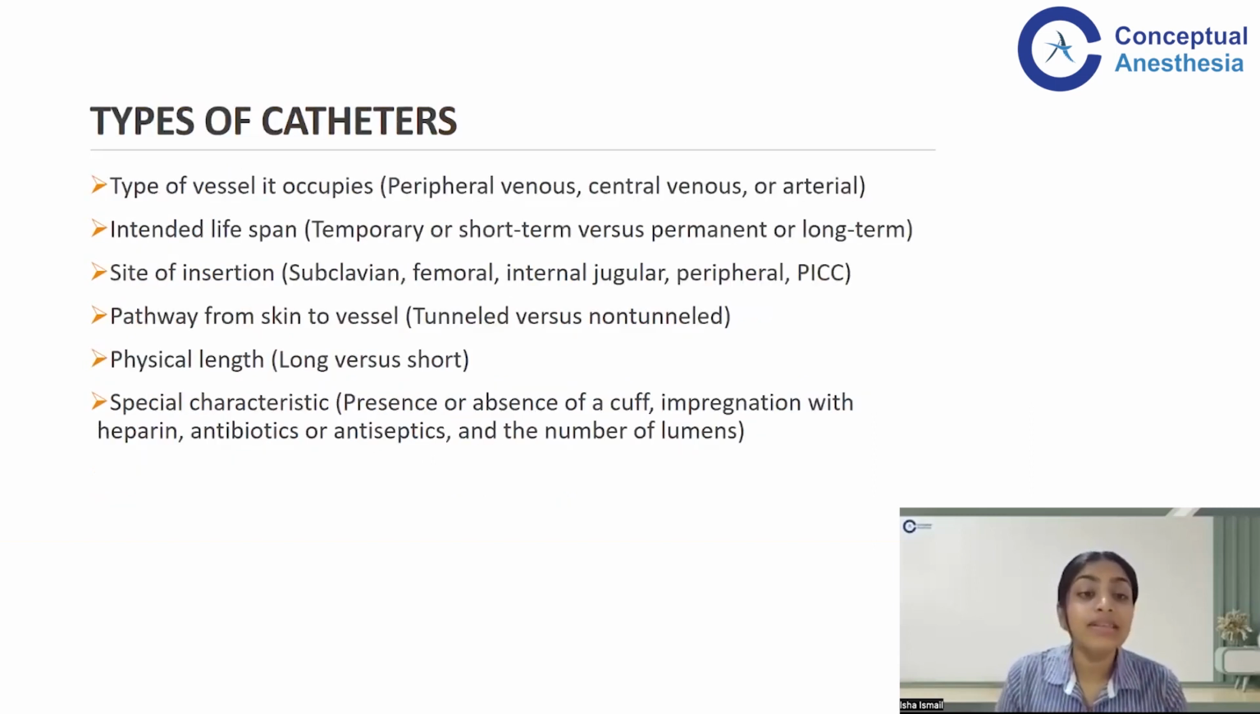Now, when we come to the types of catheters, they can be classified based on the vessel that it occupies. Is it peripheral? Is it central? Or is it arterial? How long is it going to stay within these vessels, whether temporary or permanent? Also, the site of insertion. Is it going to be in the subclavian, femoral, IJV, peripheral? How is it going to reach the vessel? Through the skin in a non-tunneled fashion, or is it going to be tunneled to begin with? And how long is it, whether it is a long or short one?